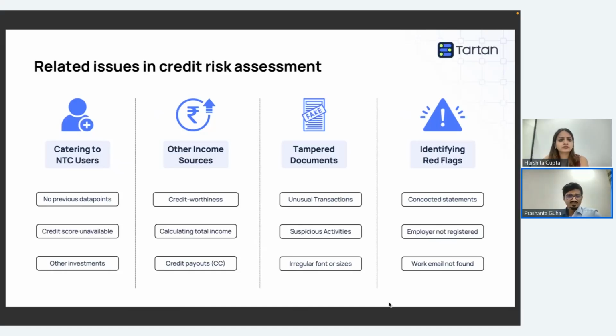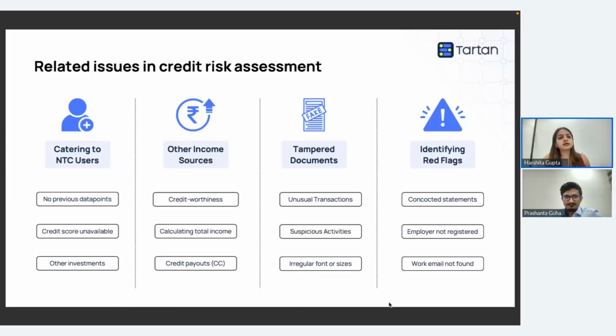We can also read their income statements for you, and we can tell you if those documents are tampered or not. So, in short, we can give you an idea about all the alternative points that are there, and at the same time, identify red flags associated with them. Let's move to the next slide.